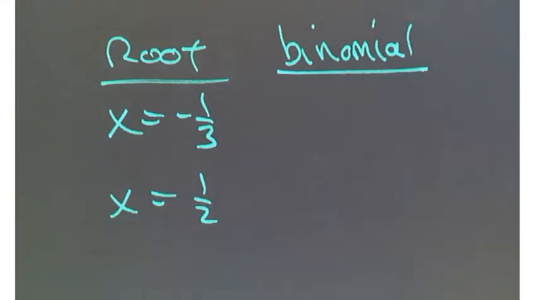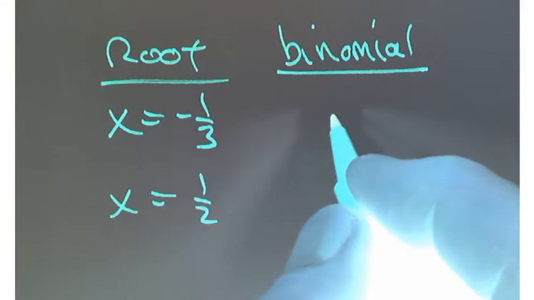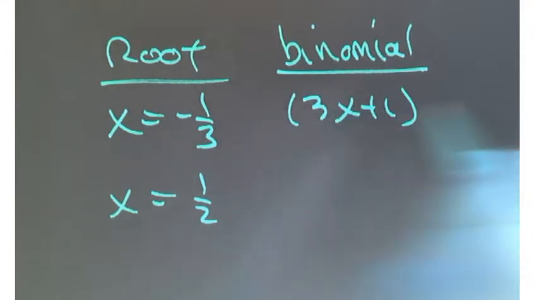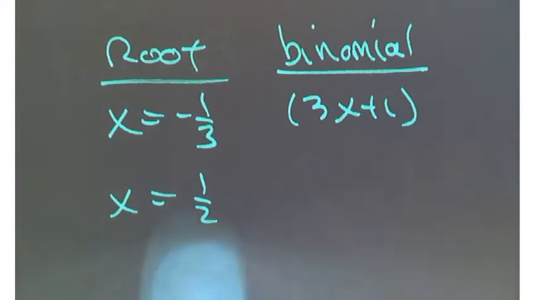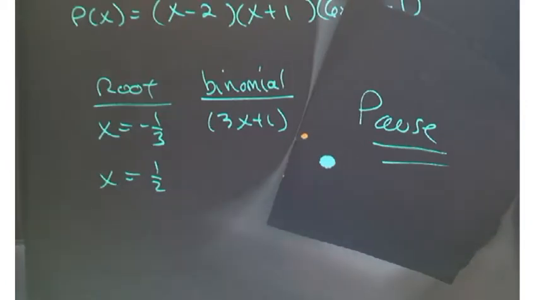Now we've already worked on this one today. The root at negative 1/3 corresponded to what binomial? Yeah, 3x plus 1. Thank you. 3x plus 1. Work with this one. See if you can figure out what binomial that corresponds to. Remember, you're going to multiply to get rid of the fraction, and then you're going to move everything to the left-hand side. I'll give you a chance to work on it real quick. So see if you can find that binomial term.